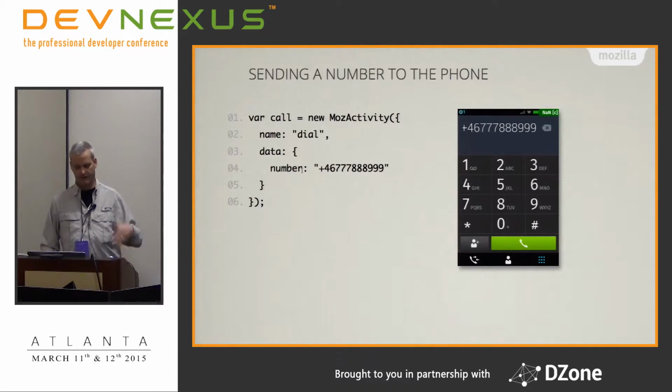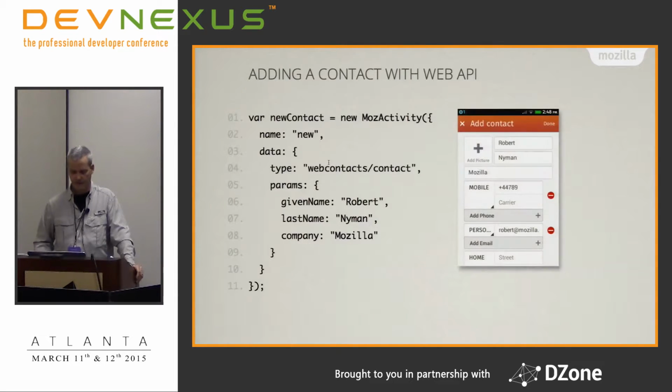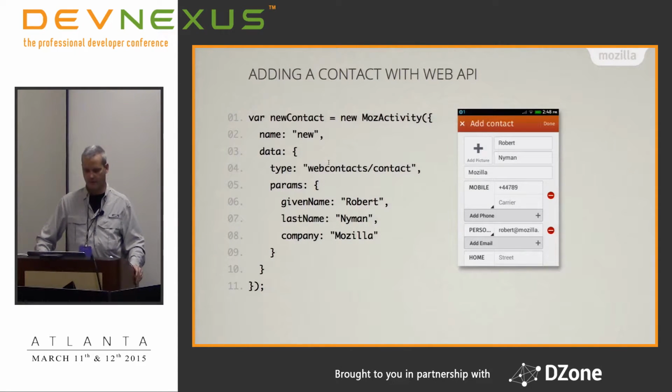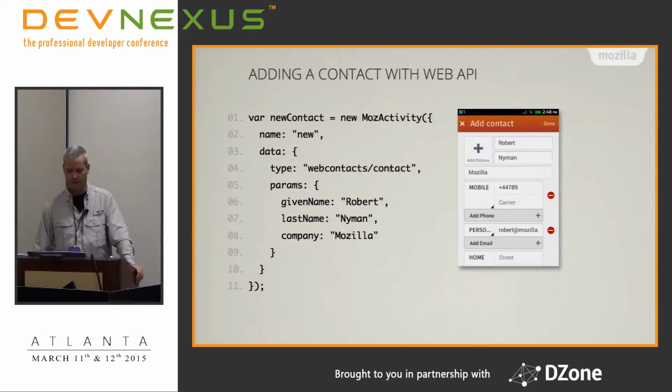All right, remember I talked about the dial operation. Here's the dial activity, and there's the number. It pre-populates the number, and that's it. Here's an example of adding a contact. So I just say new, type, web contacts, and I give it the parameters, and that adds the contact for you. But they have to hit the done button up here. Make sense?